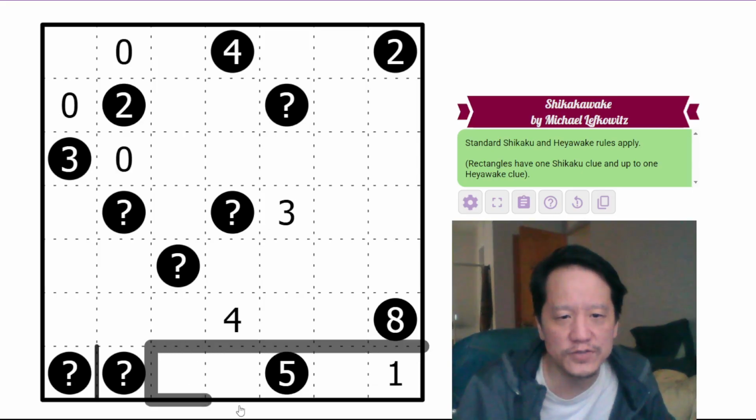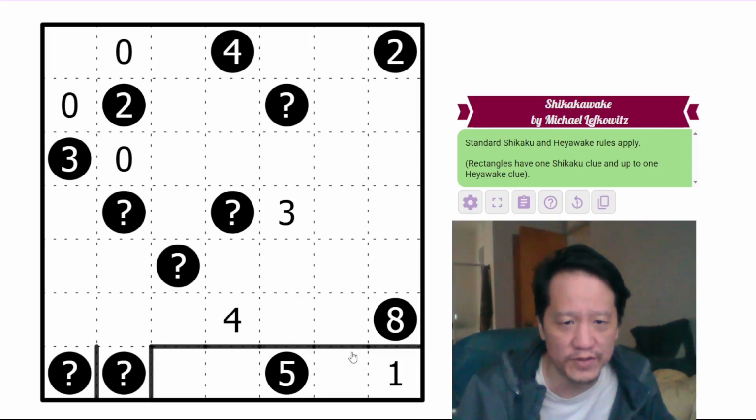So then this is 5 this way. Only one of these cells is colored here. We don't know which. This could be 1, that could be 1.